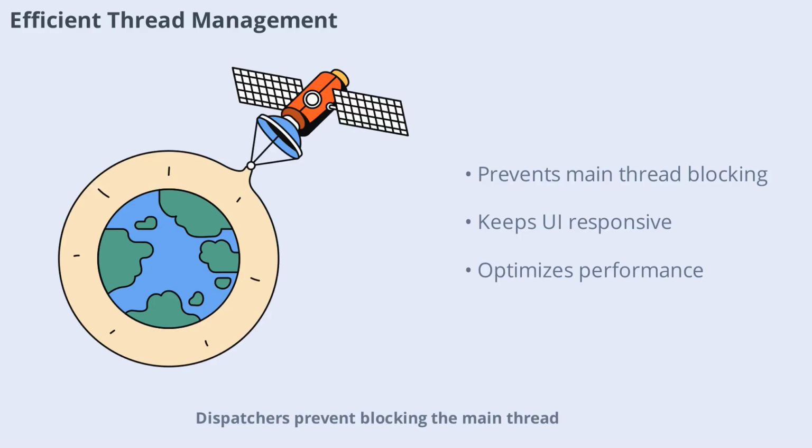Dispatchers prevent blocking the main thread, ensuring smooth application performance. By shifting heavy or long-running tasks to background threads, you keep the UI responsive and avoid sluggishness. For example, withContext(Dispatchers.IO) is perfect for network calls or file operations, while Dispatchers.Default is ideal for computations.